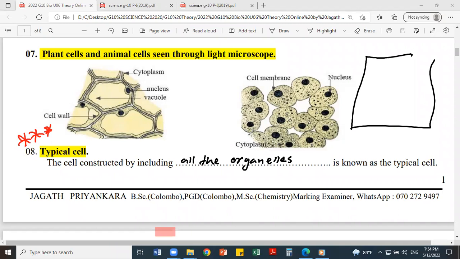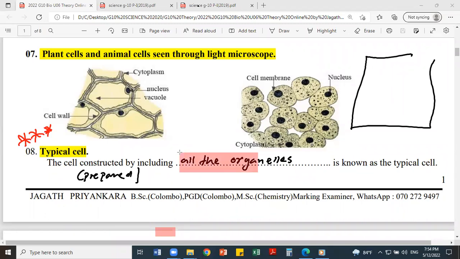Cells prepared by including all the organelles. Constructed, or you can write prepared. Sometimes you have the model of the cell in your school laboratory. Sometimes they display the model of a cell. But it doesn't mean that all cells contain all these organelles in them.